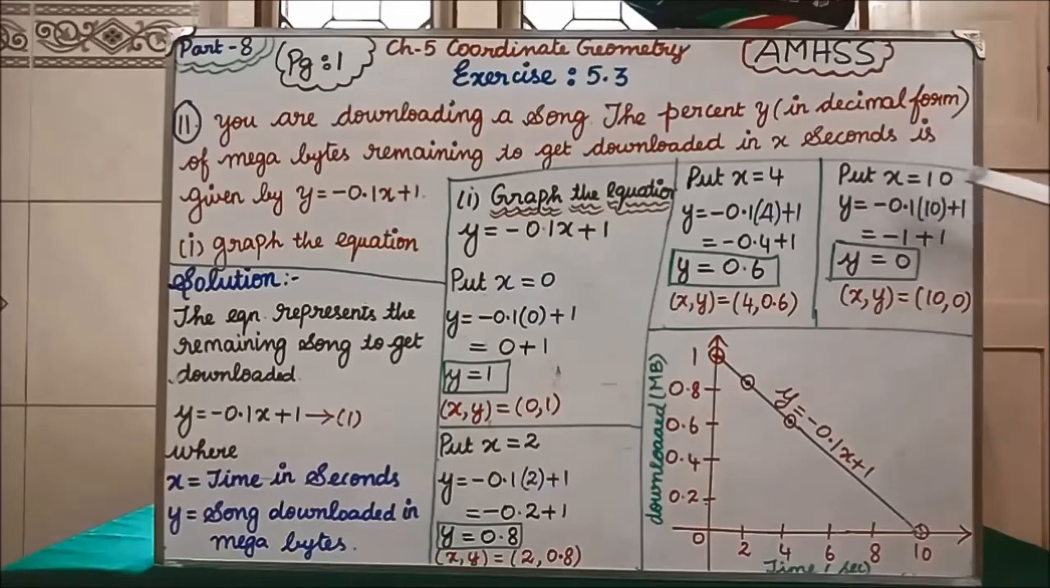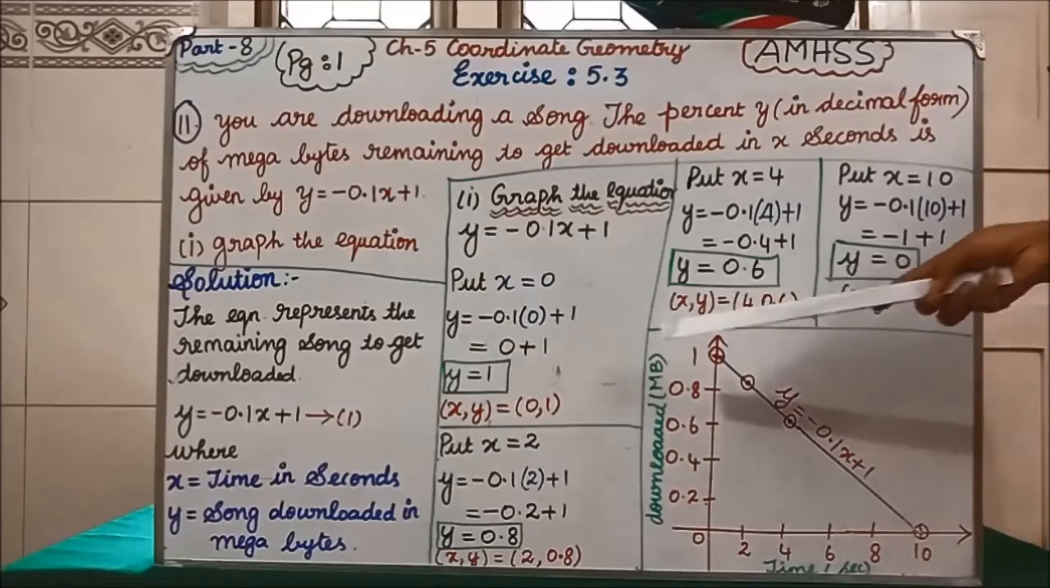Next put x is equal to 10. So minus 0.1, in the place of x you put 10, plus 1. Minus 0.1 into 10, answer is minus 1. So minus 1 plus 1 is 0. When x is 10, y value is 0. So x comma y is what? 10 comma 0. Clear? Now how many points we have got?